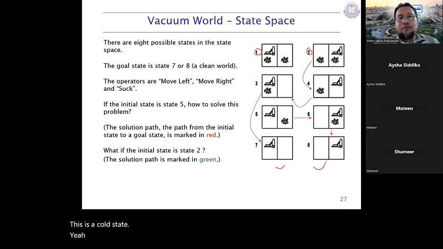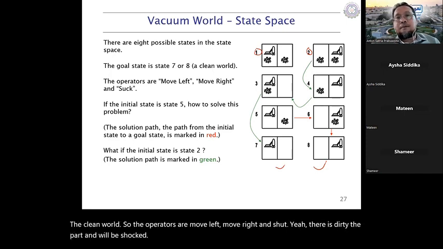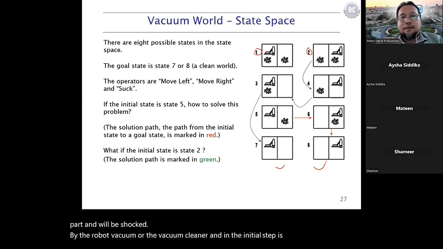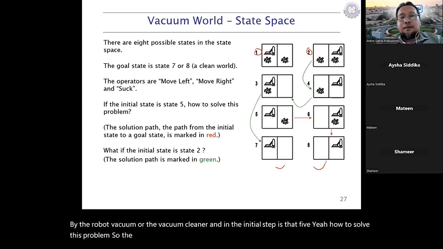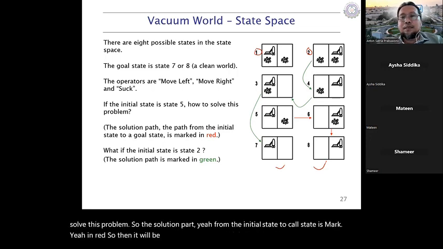The clean world. So the operators are move left, move right, and suck. If there is dirt, then it will be sucked up by the robot vacuum or the vacuum cleaner. And the initial state is state 5. How to solve this problem? So the solution path from the initial state to the goal state is marked in red. Then it will be repeated many times until it reaches the clean world, all cleaned properly.